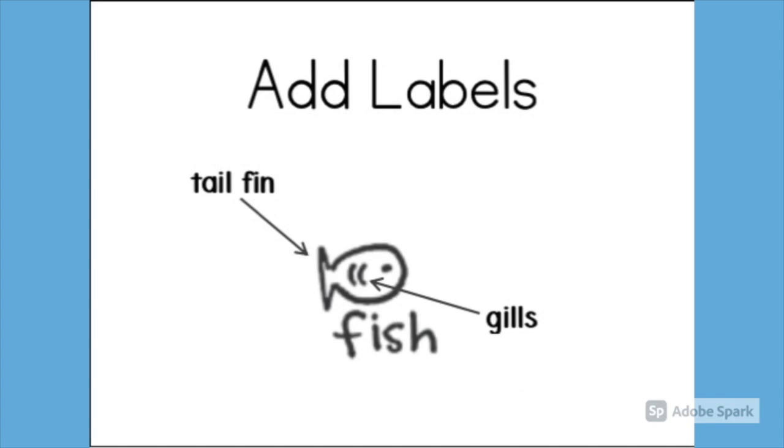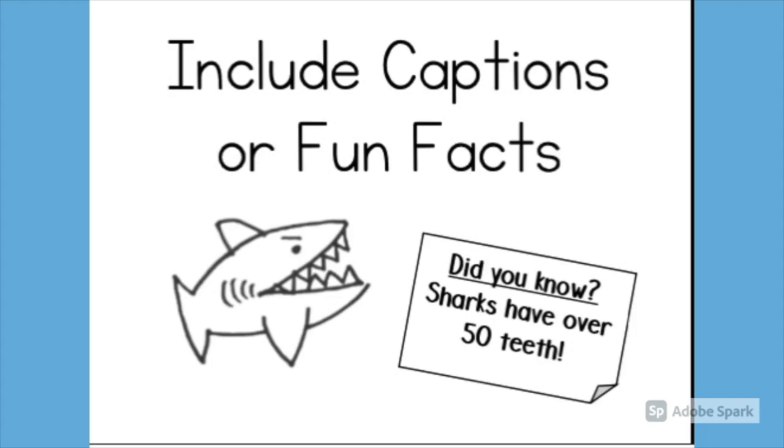Another way we can teach our reader is to add labels. Remember, labels are important because they name a certain part of the picture. Another way to teach our readers is to make sure that we include captions or fun facts. Remember, captions help to explain more information about the picture. Remember, a caption can be written next to the picture or underneath the picture.